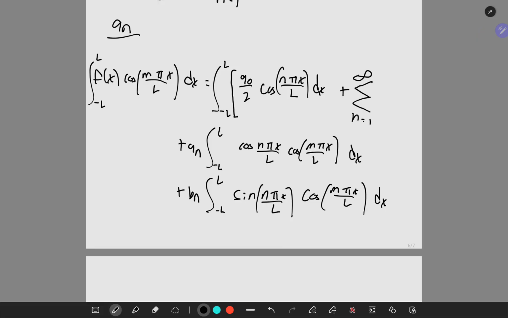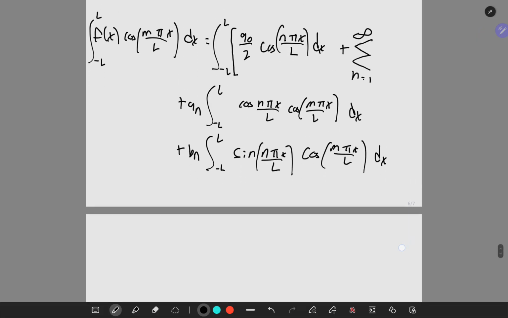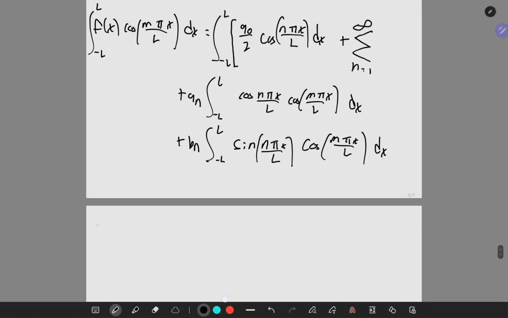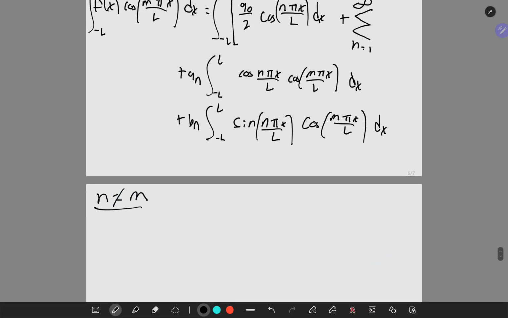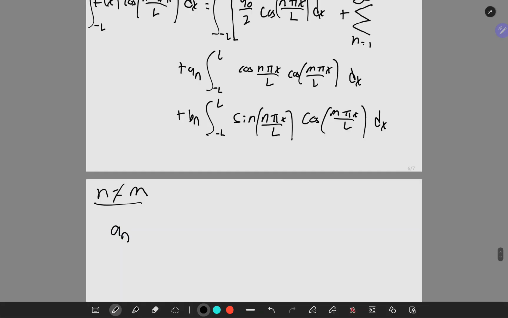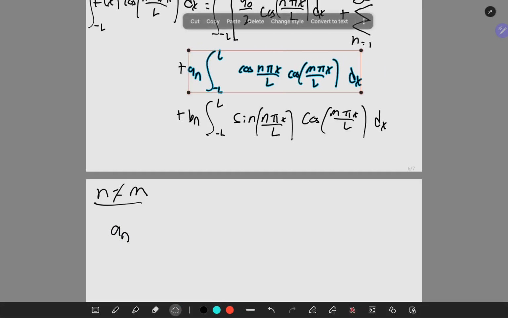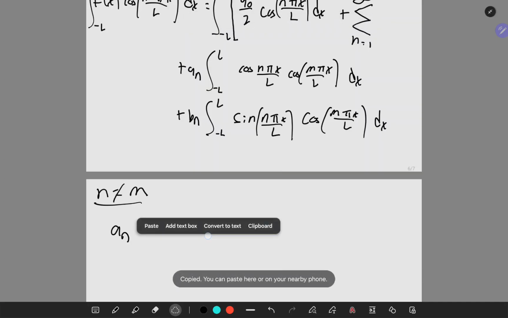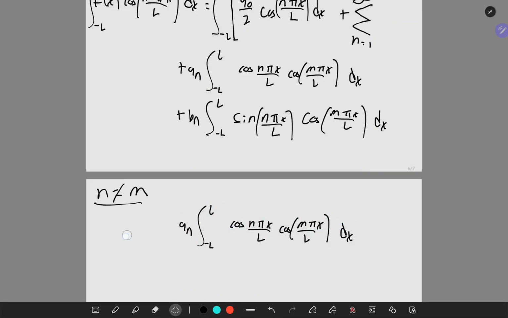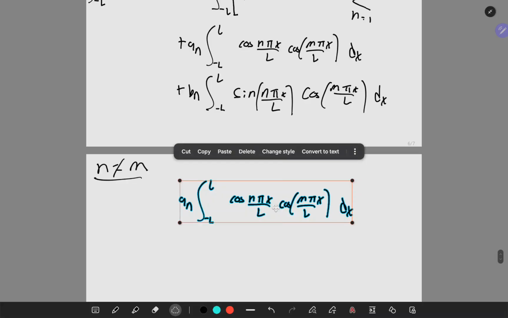Let's look at the case when n does not equal m. Let's just look at the a sub n term, over here. Let me copy this. And I'm going to show you what happens when n doesn't equal m.